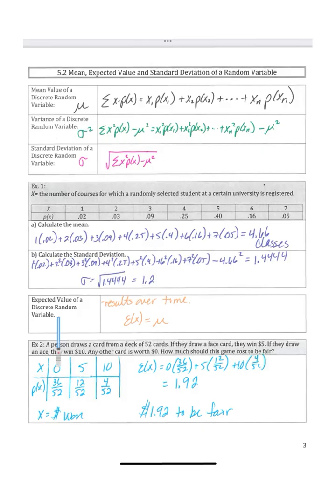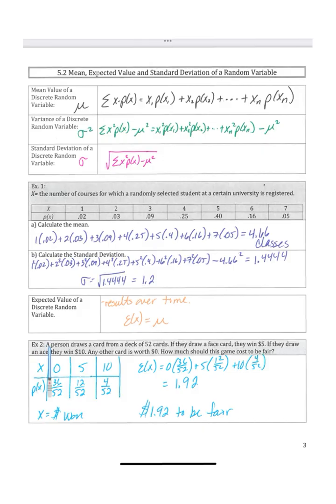So a way this is really used a lot is playing games. If you were to play a game over and over and over again, so if an expected value was, say, $1, in the long run, you would expect to average $1 per game. Some games you might lose, some games you might win more than $1, but if you played over a long period of time, you would expect to average $1 per game.